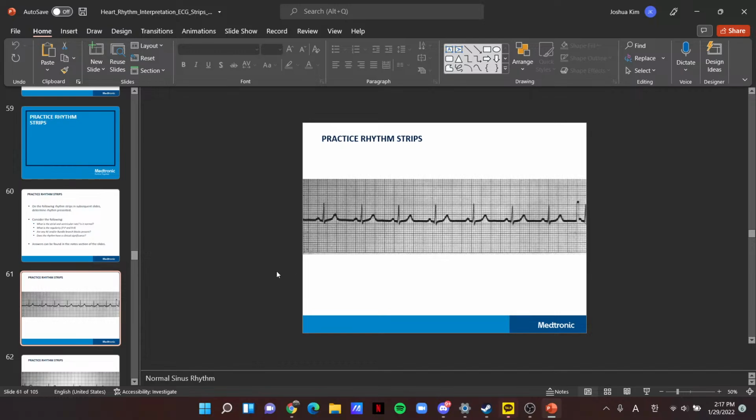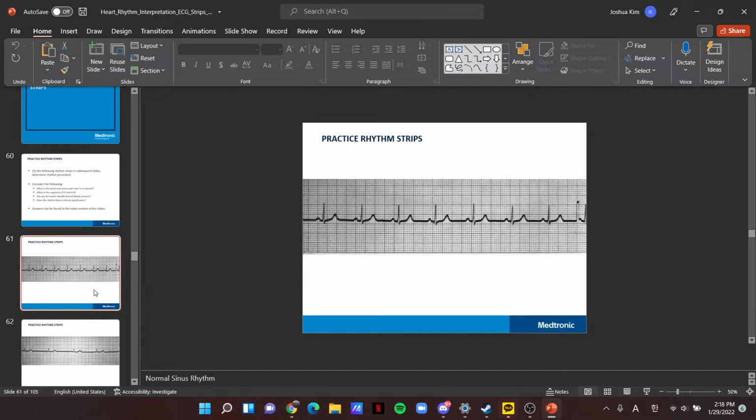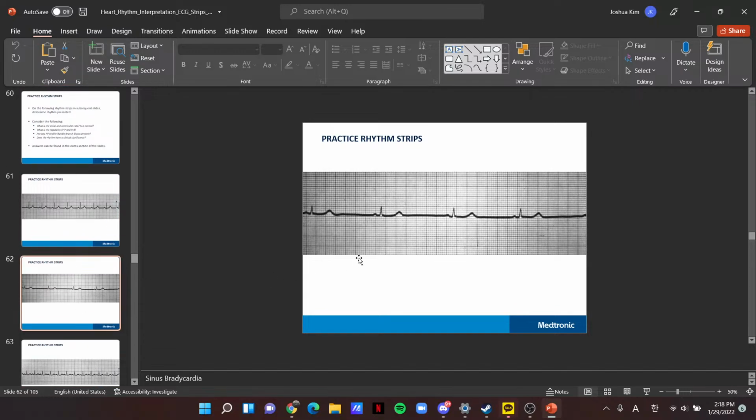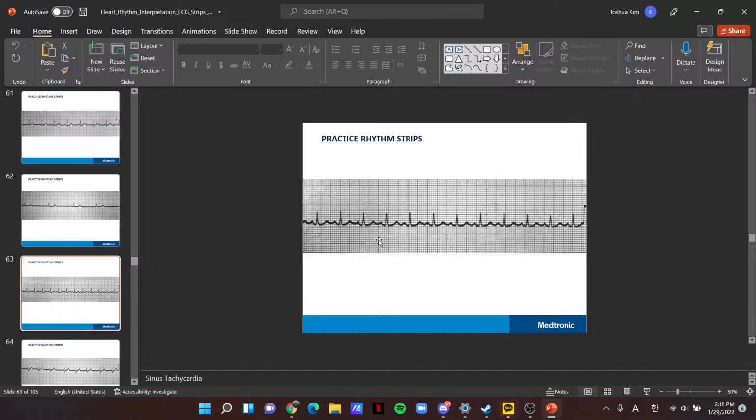This is what it's supposed to look like normally, right? PQ, roughly even amount of spacings. This already looks like a bradycardia because it's already super slow. Okay. Tachycardia.